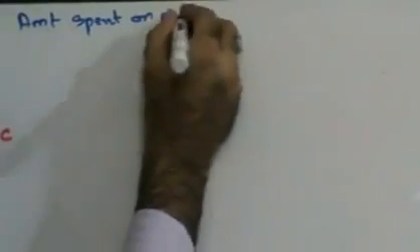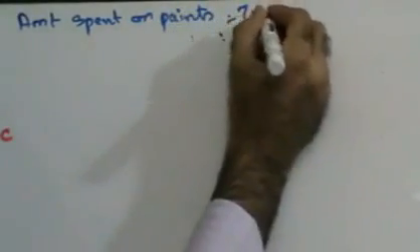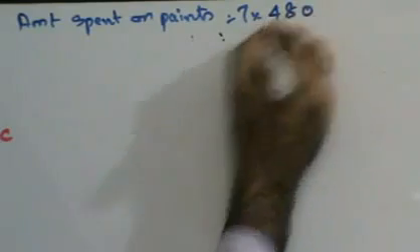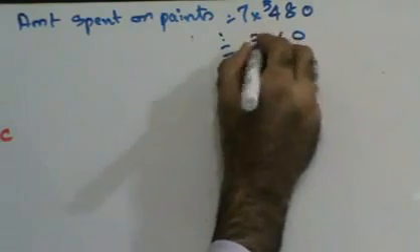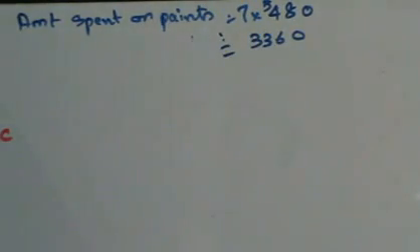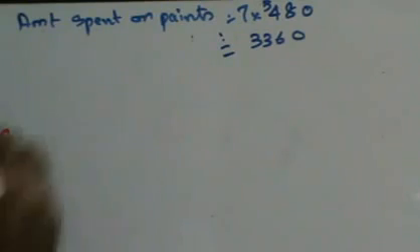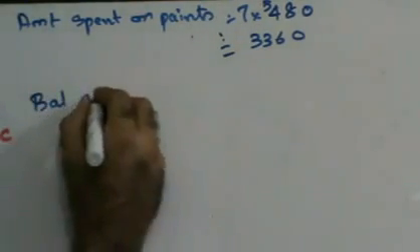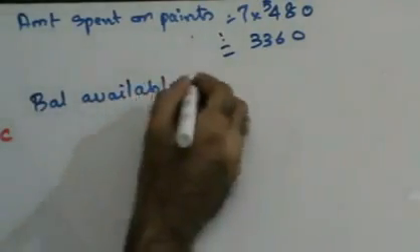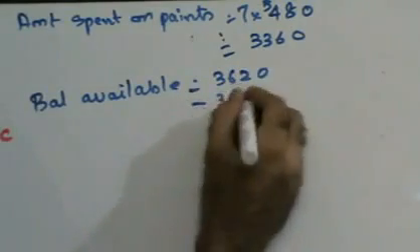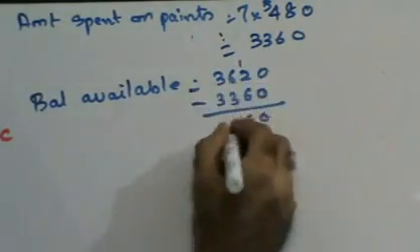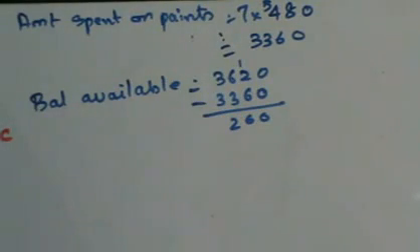So amount spent on paints. 7 tins he buys at the rate of 480 rupees. 7 8s are 56, 28, 29, 30, 33, 3360. So out of the total money, 3360 has been spent on buying paints. So balance available, he had 3620, out of which he has spent 3360. So balance available is 260, right?